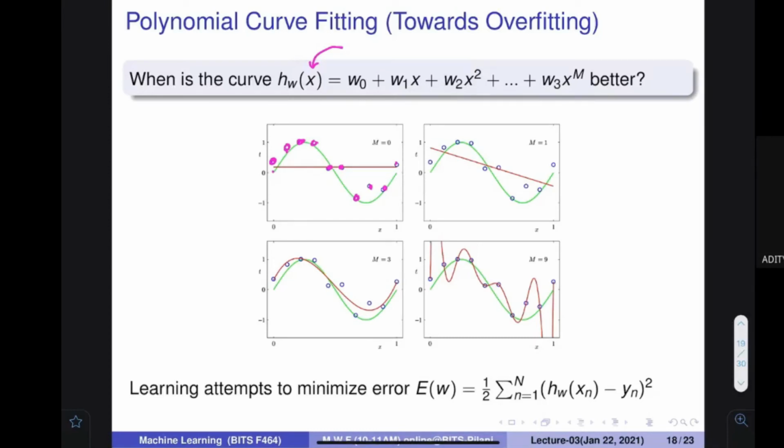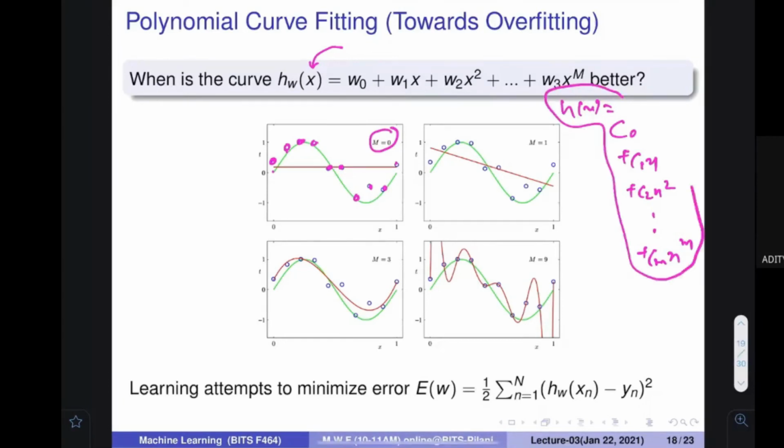Now if you apply m equal to 0, only a constant. What is m? I say that my hypothesis function is going to be c0 plus c1x plus c2x square, dot dot dot, plus cm x to the m. Let's assume this is the function I'm going to use. If m is equal to 0, meaning I'm using the constant, is it a good model? The answer is no, because every time a lot of error is there. This is the difference that I am going to get.